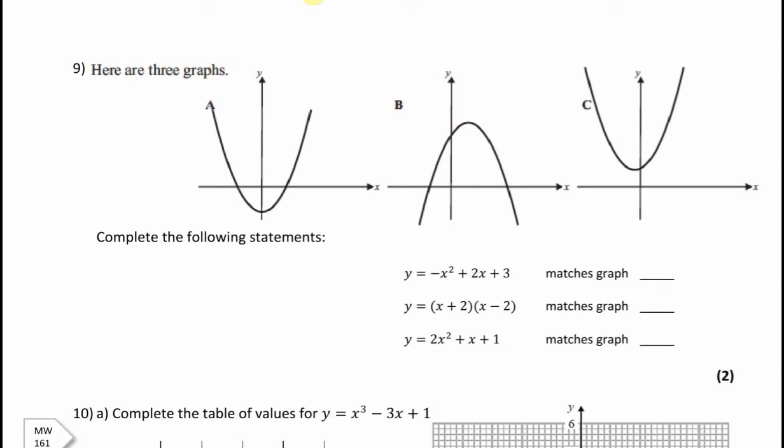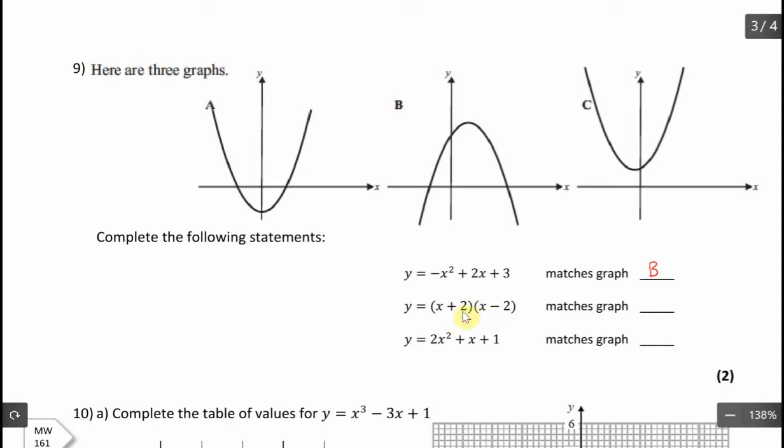Number 9, we've got 3 graphs given to us, all parabolas, so all quadratic graphs, and we have to match them to these equations. So this first one, y equals negative x squared plus 2x plus 3. We'll have a look at the other equations as well. This would give us a positive x squared, and here we've got positive 2x squared. So this is the only negative x squared graph, and therefore it must match graph B, because that's the only upside down parabola we've got.